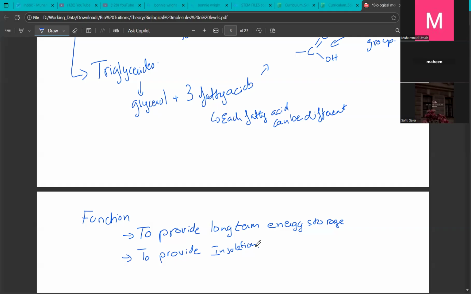सही है? And last, sometimes they are also responsible for your formation of hormones.